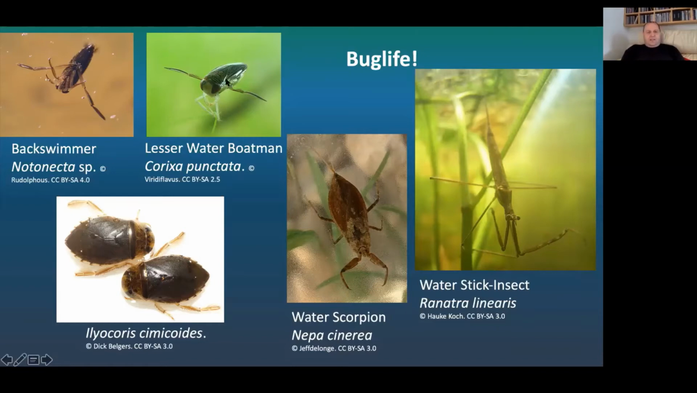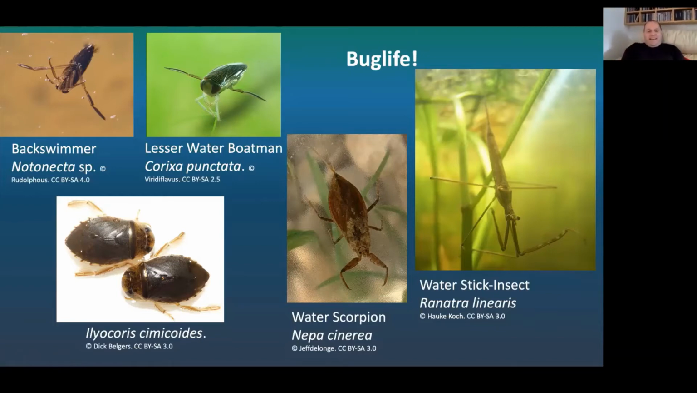The other group are the lesser water boatmen, the Corixids, family Corixidae. This is Corixa punctata, but there's quite a number of species, and I have to say I haven't attempted to identify the species that I've got in my garden pond. These are detritus feeders, and you often get quite a lot of them. They're smaller than back swimmers, and they tend to be much more active. They scoot around on the bottom, hoovering things up.